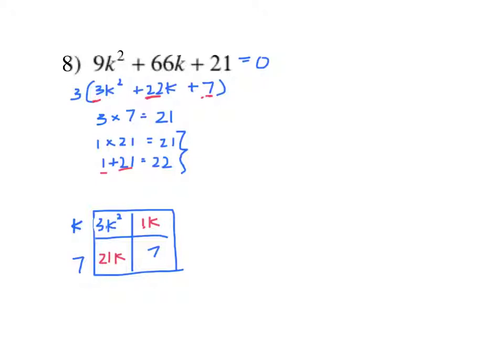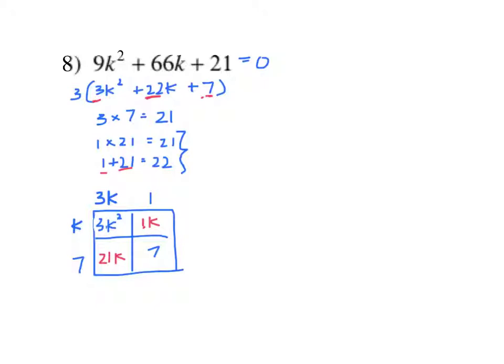And then if I look at the first column, I can divide 3 and 21 both by 3. And I can divide k squared and k both by k. And then looking at the last column here, I can divide 1k and 7 really by, well, the only thing I can divide by is 1. That's the only common factor that they have.